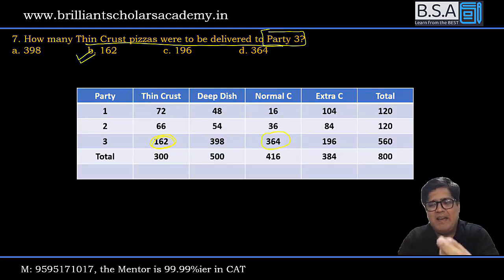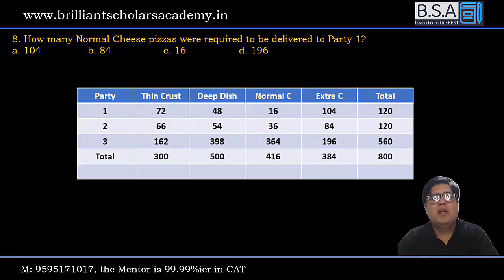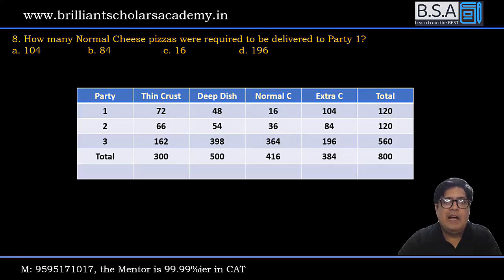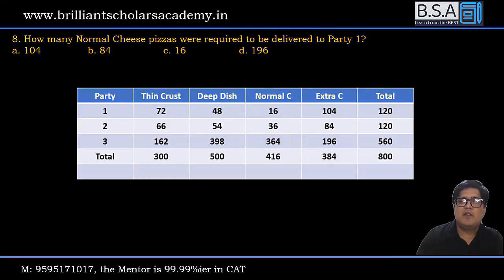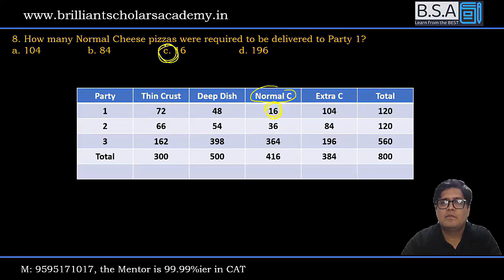Once the table is ready, every question is worth 30 seconds. आखिरी वाले में टाइम लगेगा. How many normal cheese pizzas were delivered to party 1? This is normal cheese. How many are we delivering to party 1? Normal cheese, not extra cheese. Normal cheese. Observe, confirm your answers. Very good.